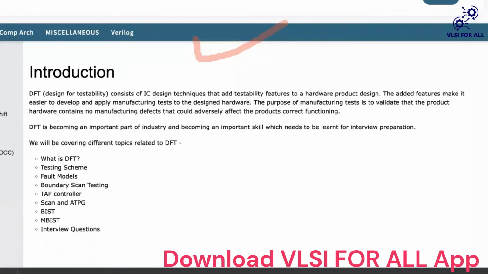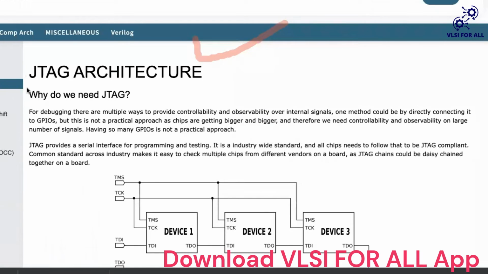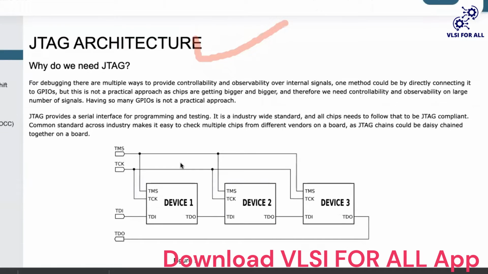Okay. So just to start with, let's start with today's lecture, that is all about JTAG architecture. Firstly, to understand why we actually need JTAG, does anyone have any knowledge about it? Like why do we need JTAG and where does it help?